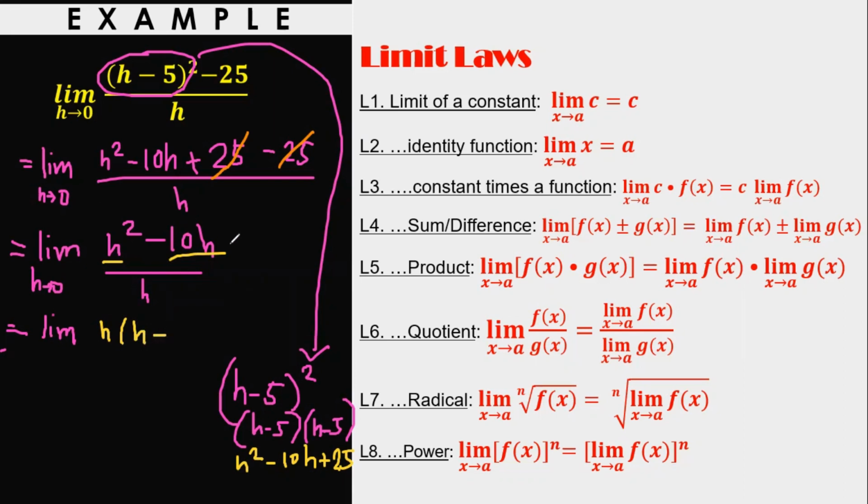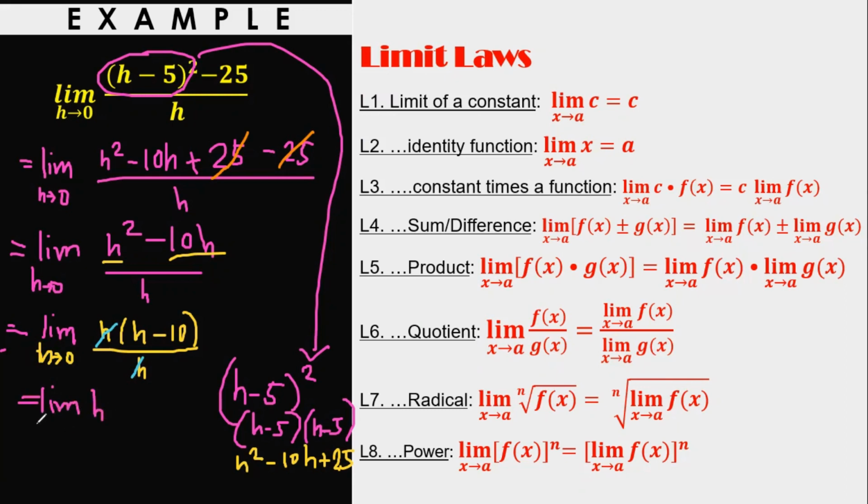Minus, for 10h, we take out h and the result is 10. Over h, as h approaches 0. Can we still cancel? Yes. Cancel h here and here. So the remaining is the limit of h.